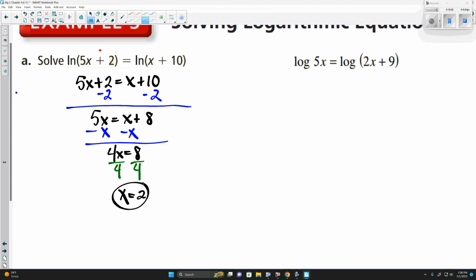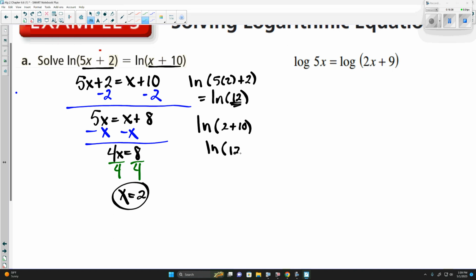Now with logs and natural logs, we do have to be careful and make sure what's inside the log, when we plug it back in, would not make either one of these be 0 or negative. So if we plug 2 back in, 5 times 2 plus 2 would simplify to the natural log of 12. Since the number inside the logarithm is positive and not 0, that's fine. We can do the same thing with the other side. It's positive, not 0, and they are the same, so it works.